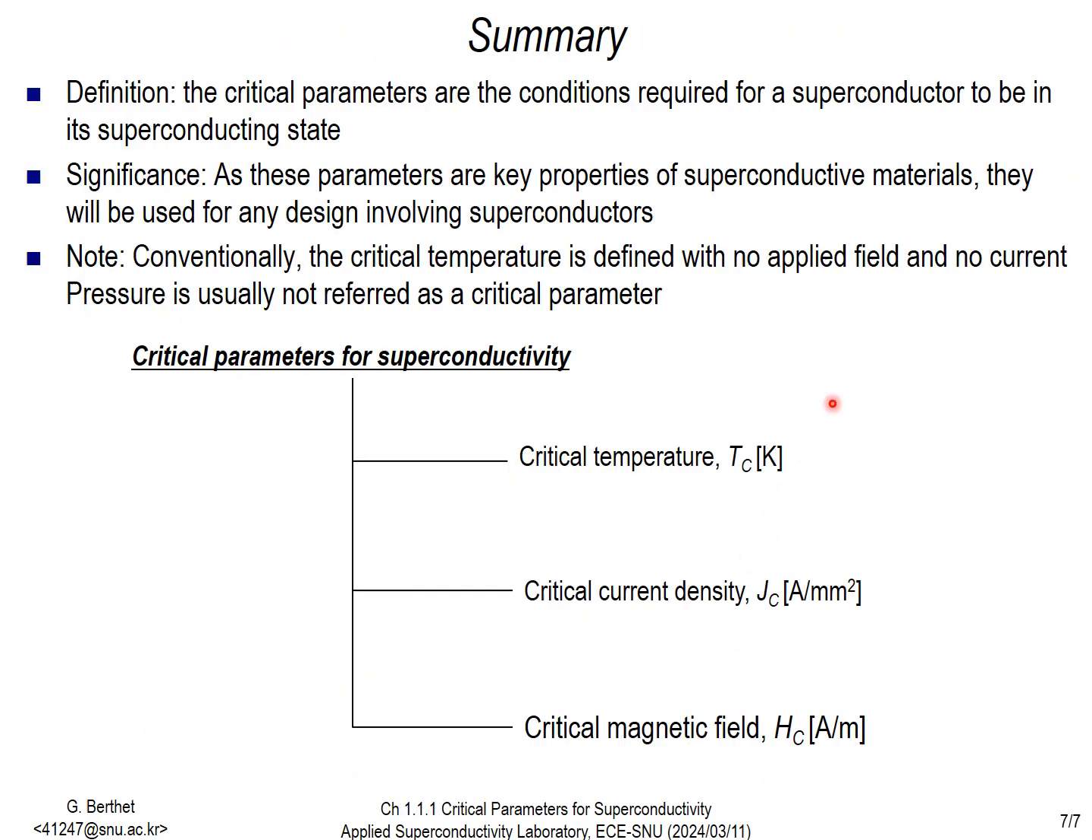To conclude, by definition, the critical parameters are the conditions required for a superconductor to be in its superconducting state. These parameters are important because they are key properties of superconductive materials. They will be used for any design involving superconductors. As a side note, conventionally, the critical temperature is defined with no applied field and no current. Also, pressure is usually not referred to as a critical parameter.